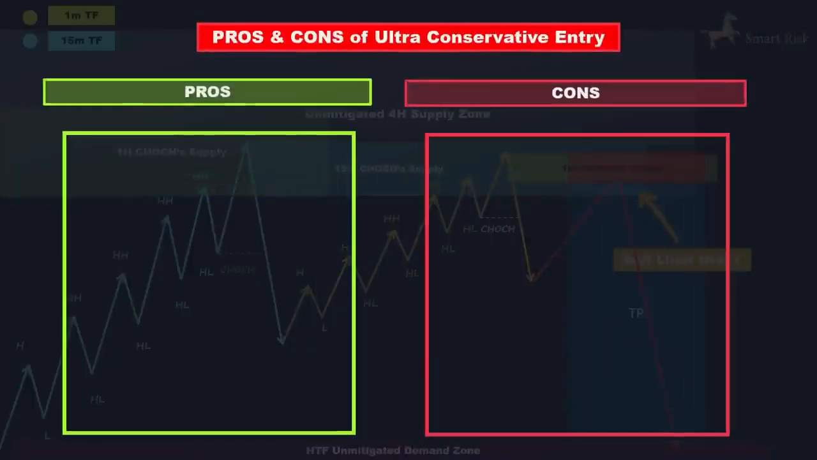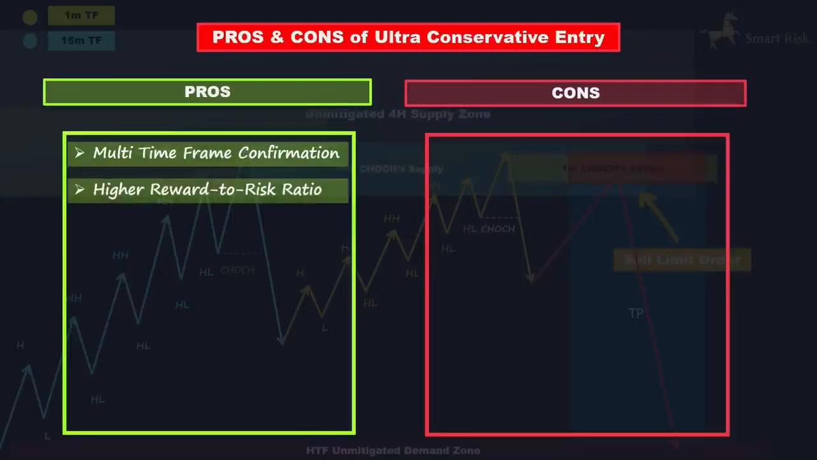The ultra-conservative entry model has its advantages. It utilizes multiple time frame reversal patterns for trade confirmation, significantly boosting the likelihood of successful trades. Moreover, it offers a more favorable reward-to-risk ratio by meticulously refining entry points on lower time frames.